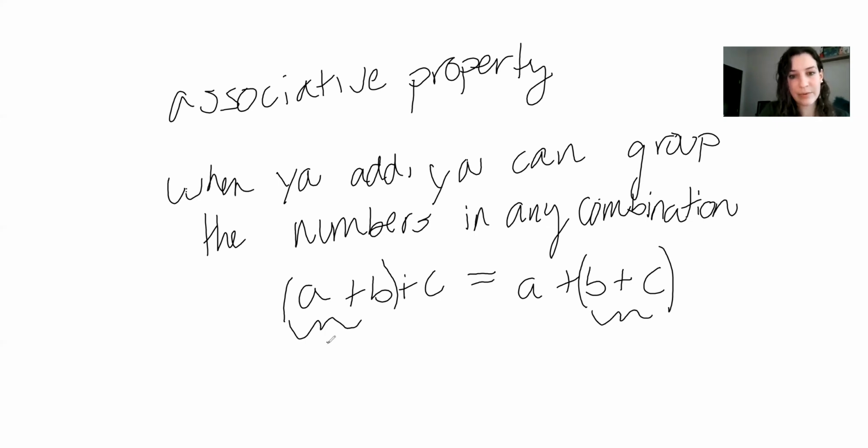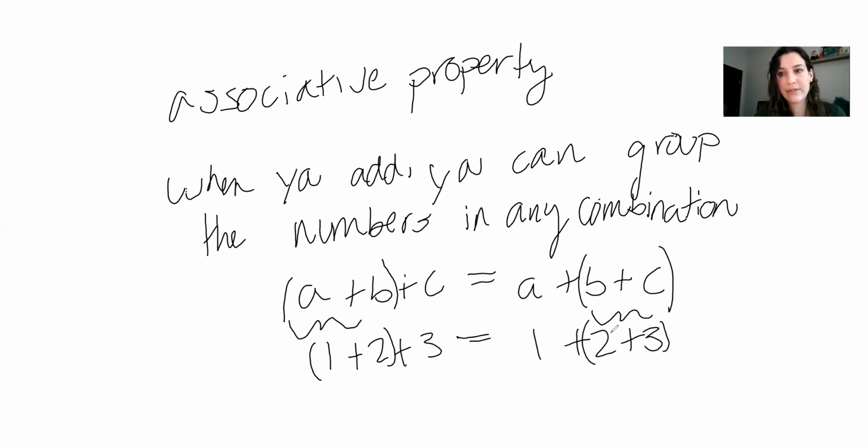So like for example, (1 plus 2) plus 3 is going to be equal to 1 plus (2 plus 3). So on the left-hand side of the equation, 1 plus 2, we solve for the parentheses first. That's going to be 3 plus 3 equals 1 plus, let's solve for what's in the parentheses, 2 plus 3 is 5. So we get 6 equals 6. So that proves that.